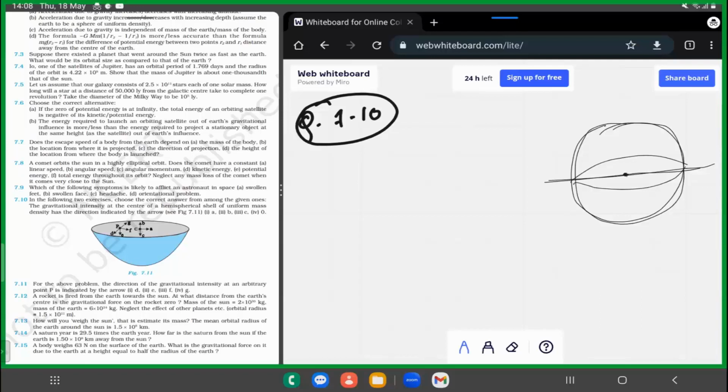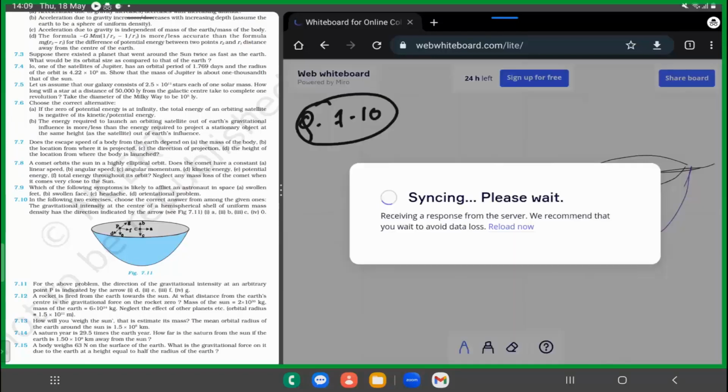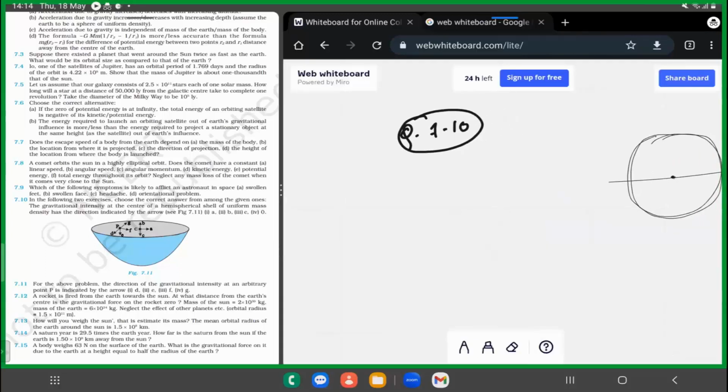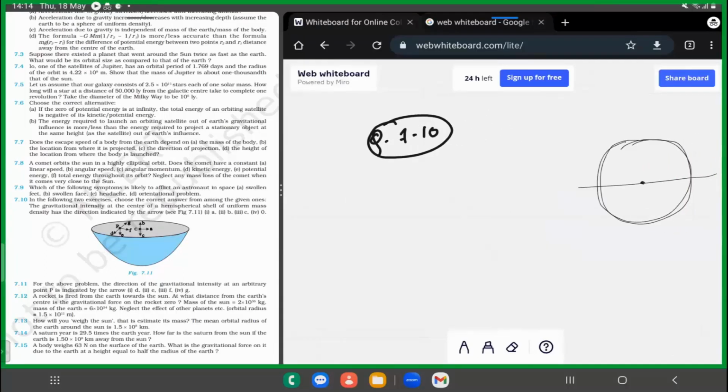Let's wait for a few seconds. It is taking some time. Sorry for the inconvenience. It is taking some syncing time, so I'll be waiting a few seconds to get it fixed. Okay, finally it is fixed. So we'll be continuing our solution again.